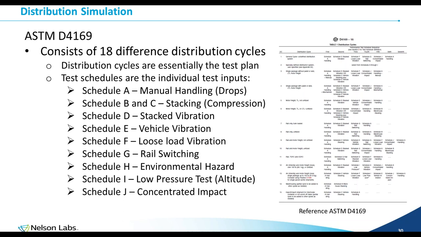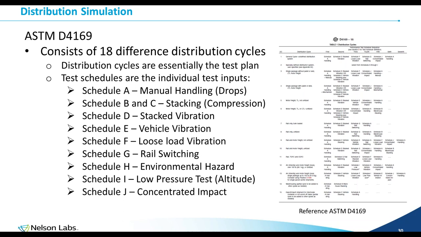The first is Schedule A, which is manual handling or drops. This is a drop test. Schedule B and C are compression tests. Schedule D is a stacked vibration test. Schedule E is a vehicle vibration test. Schedule F is a loose load vibration test or a bounce test. Schedule G is rail switching. Schedule H is environmental hazard. Schedule I is low pressure or an altitude test. And Schedule J is the concentrated impact test.